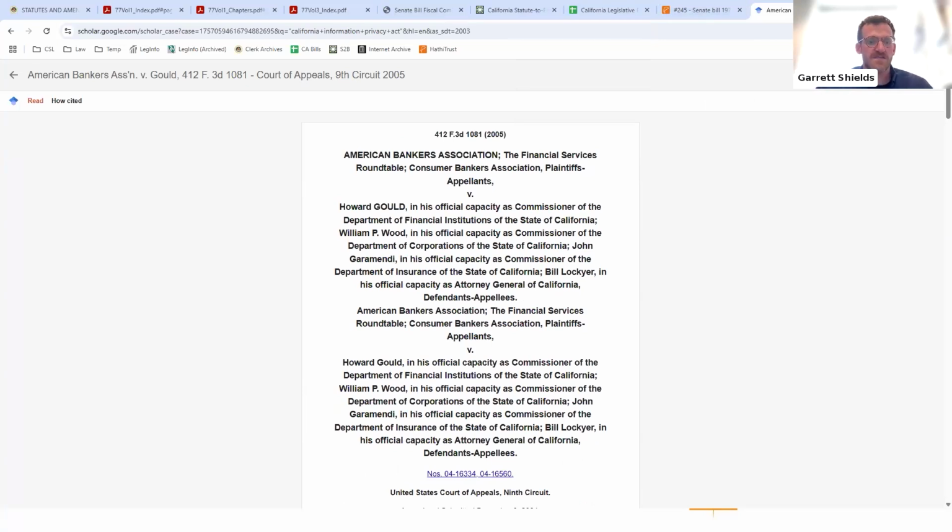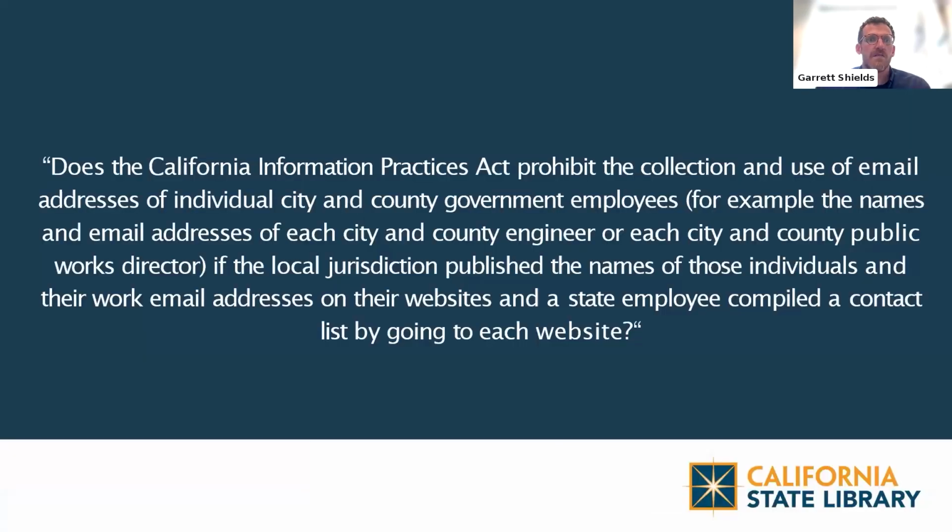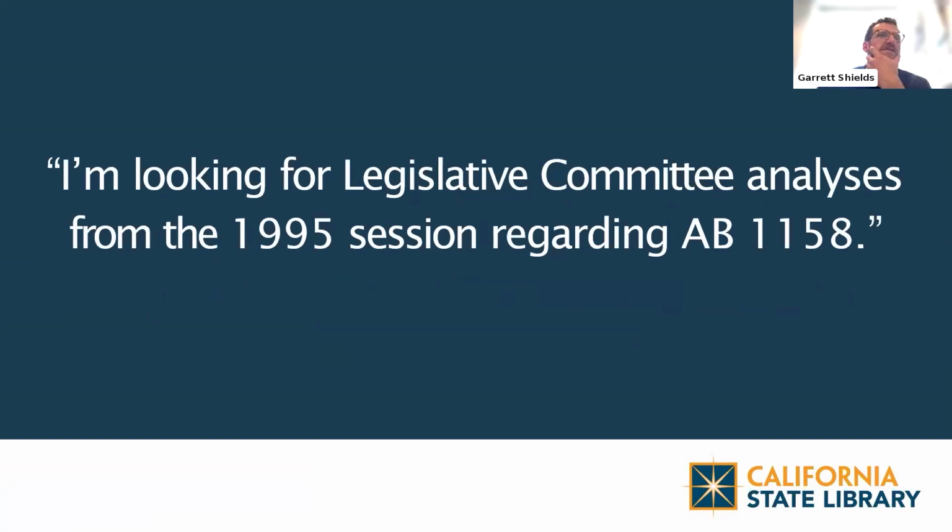Okay, I'm going to bounce to another question that we had. I'm looking for legislative committee analyses from the 1995 session regarding AB 1158. This is pretty easy. With a citation to the year and the bill number, we don't have to do a lot of that searching like I showed you in the last example.